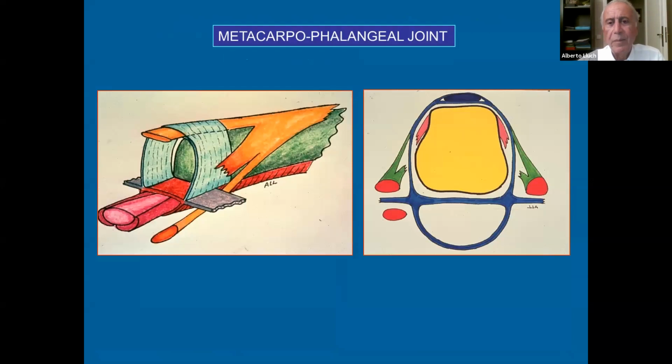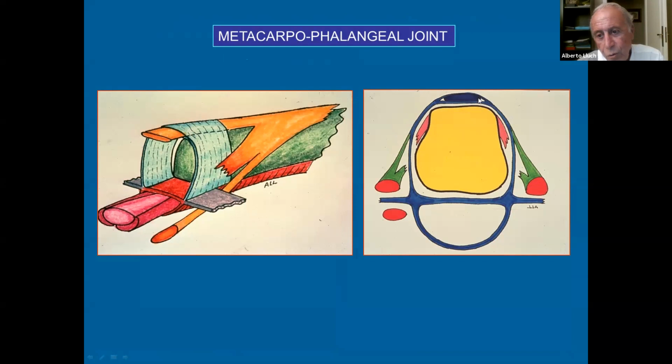We'll start at the metacarpophalangeal joint. Here I remove the metacarpal, and we're left with the proximal phalanx in green, and the extensor tendon held on the dorsum of the head of the metacarpal, which is here, by the sagittal bands. The sagittal bands hold the extensor tendon.